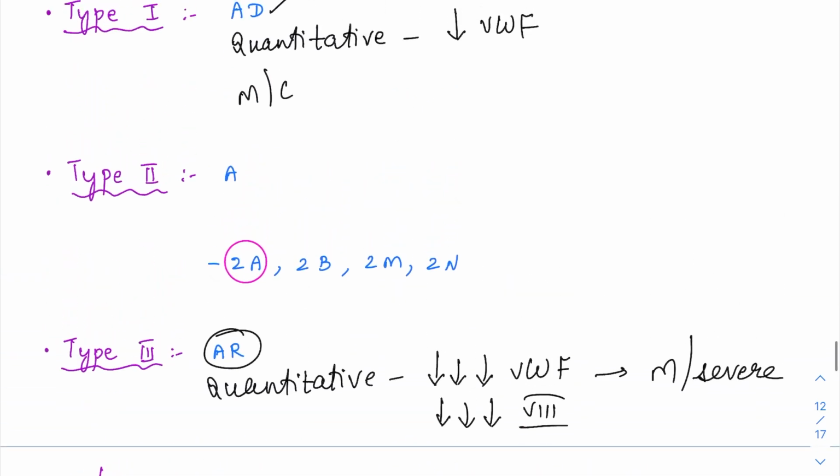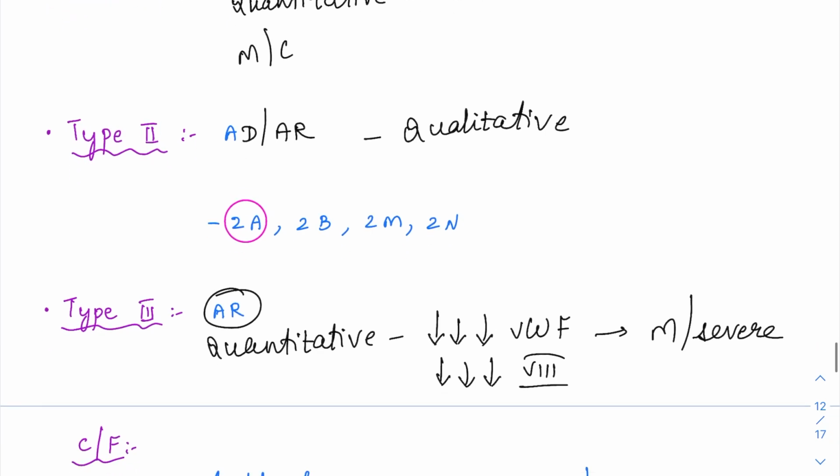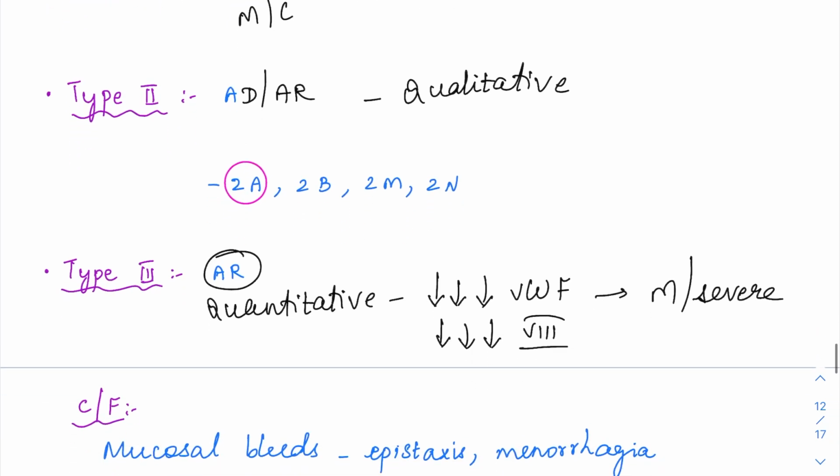While coming to type 2, it is going to have both autosomal dominant and autosomal recessive patterns. Under type 2, we are going to have 4 subdivisions. It is basically a qualitative defect, so something in the function of this von Willebrand factor is going to be affected. You don't have to go into the details of it. Under this, we have 2A, 2B, 2M and 2N subtypes. All of this is a qualitative defect.